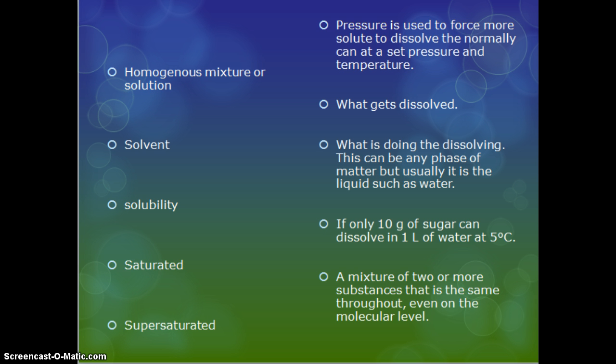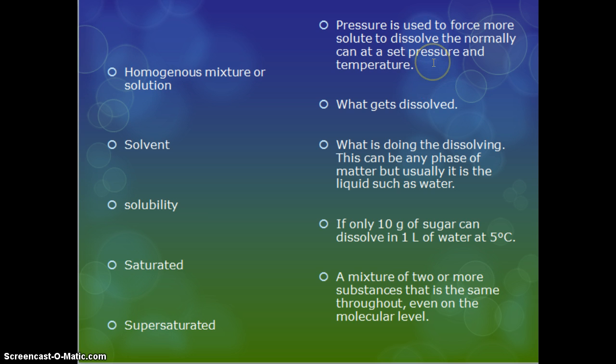Alright, so if we look here, we have vocabulary words: homogeneous mixture or solution, solvent, solubility, saturated, supersaturated. The biggest test help I can give you when you have matching, no matter what test it is, start on this side, because you have to read this whole big long thing and then just find the one answer that matches it. If I start with homogeneous mixture, now I'm reading all these big long paragraphs over and over.